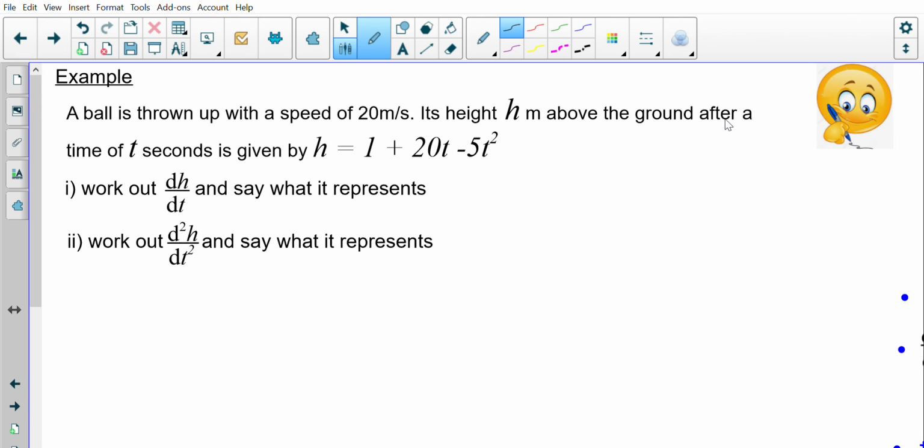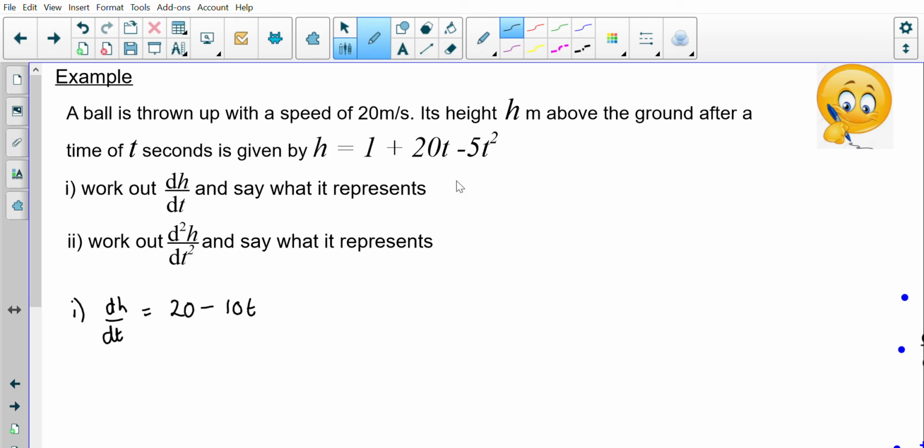Let's have a look at an example that represents something in real life. So we've got a ball that's thrown up with an initial velocity of 20 meters per second. We're told that its height h above the ground after a time t is given by this quadratic function 1 plus 20t minus 5t squared. First of all, we're asked to work out dh by dt. So dh by dt, let's differentiate once. We get 20 minus 10t.